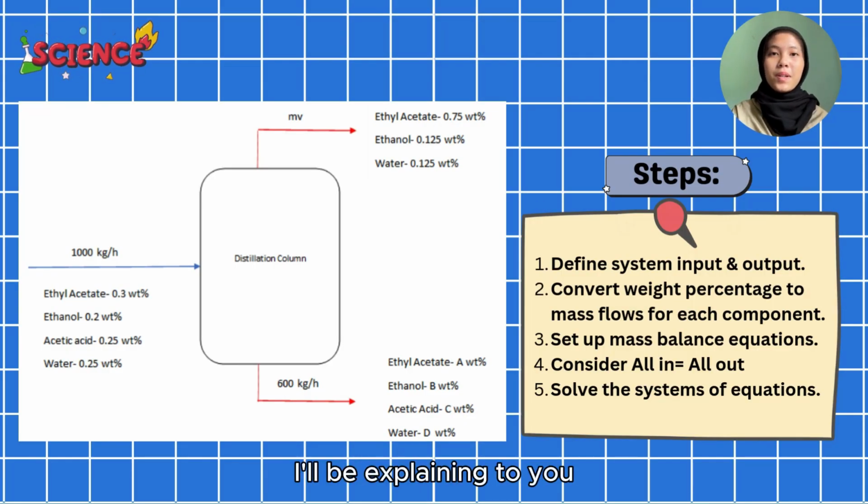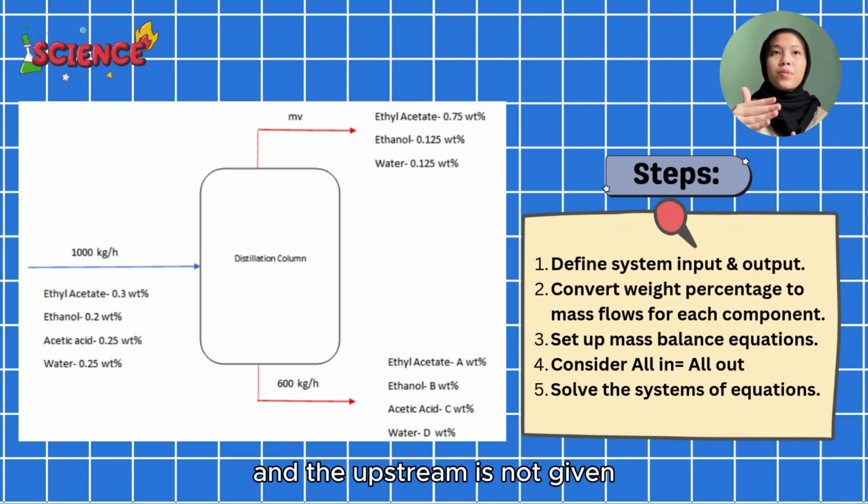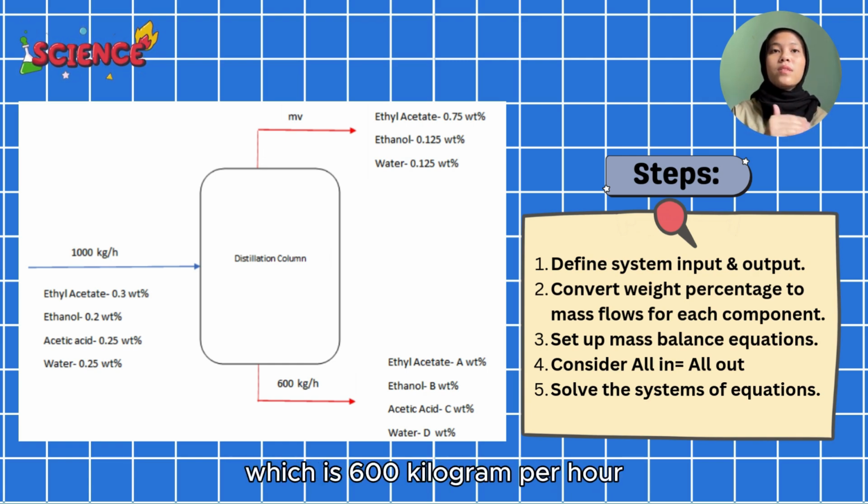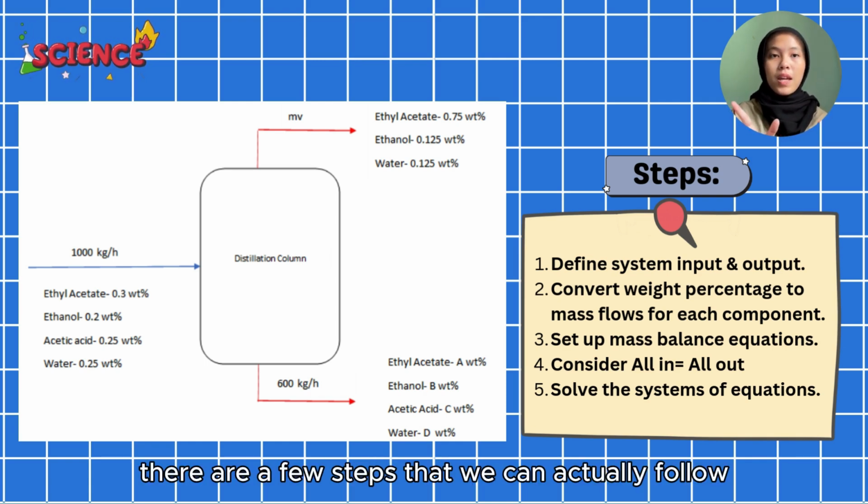Hello everyone, I'll be explaining the calculation for mass balance in a non-reactive system. Based on the flow rate diagram given, we can see that the feed rate is 100 kg per hour, and the upstream is not given, but the downstream is given, which is 600 kg per hour. In this case, there are a few steps that we can follow.